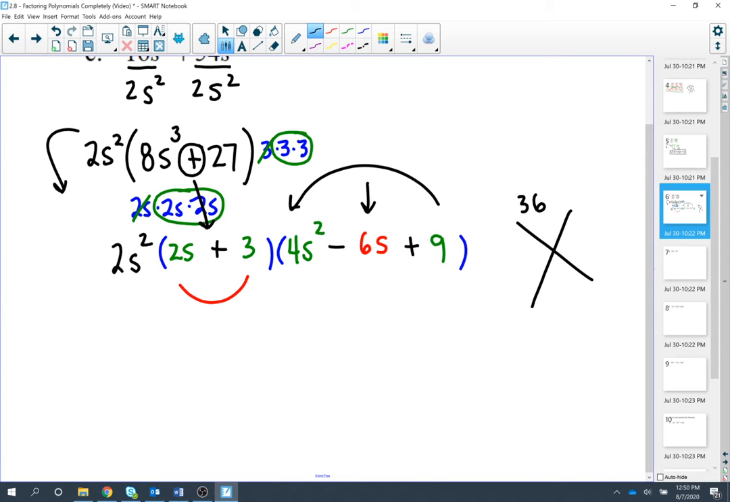Middle number is -6. Can we multiply to 36 but add to -6? Well, let's see. 36 is 2 times 18, but that won't add to -6. We could do 3 times 12. That won't add to -6. We could do 4 times 9. That won't add to -6. We could do 6 times 6. That won't add to -6, and I've gotten all my factors of 36, so yeah, that's not going to go any further. Final answer.